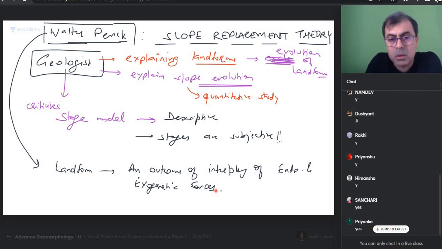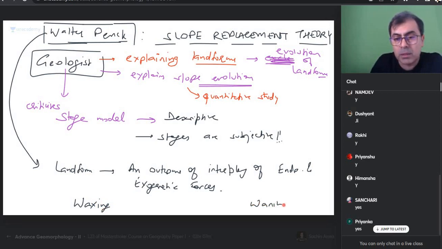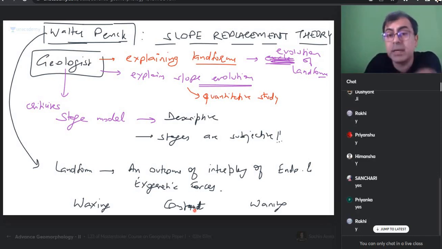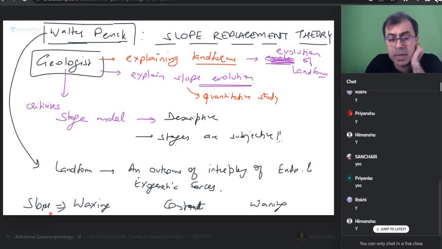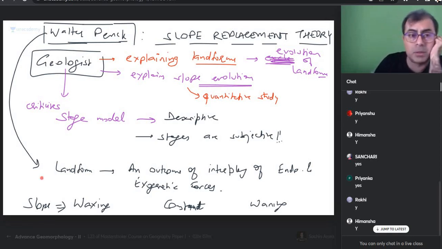So at any given time, you want to know something about a landform. All you need to do is that you must know which force is there. And remember, there are three ideas which I gave you: waxing slope, waning slope, and constant slope. Were they connected to endo and exo? तो उन्होंने कहा जहां तक स्लोप की बात है, slope is also three types: waxing, constant, and waning. So landforms will undergo waxing, constant, and waning, and in the process, what will happen? Slope replacement will happen.